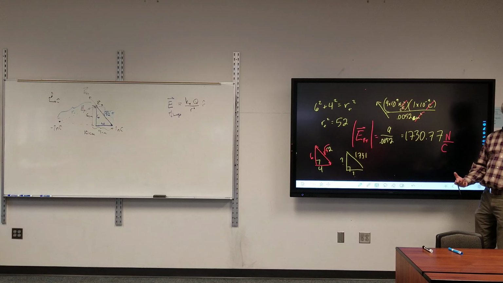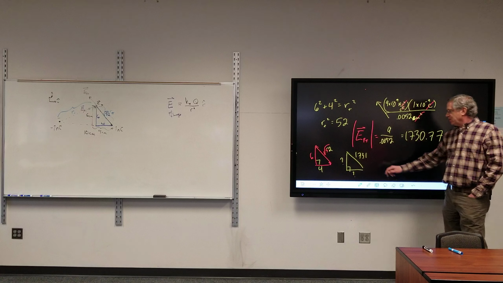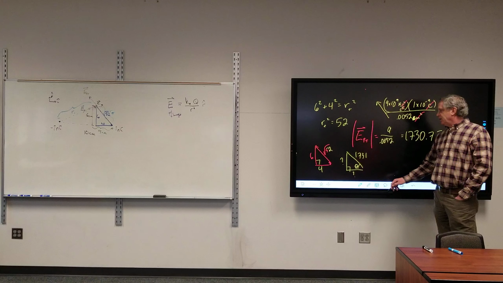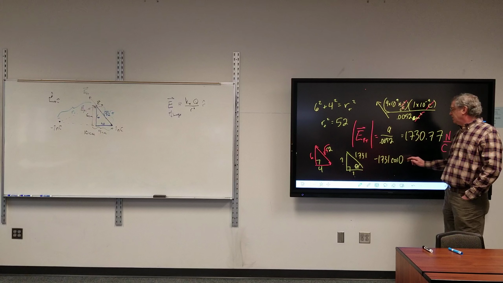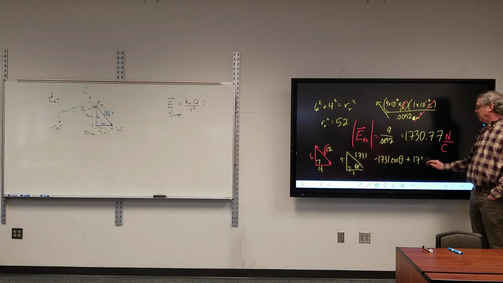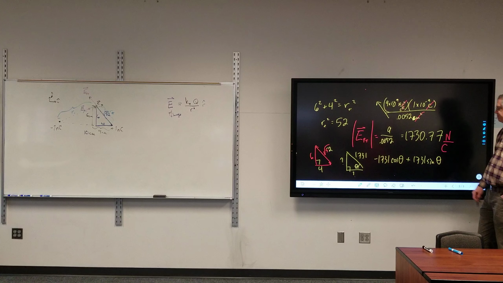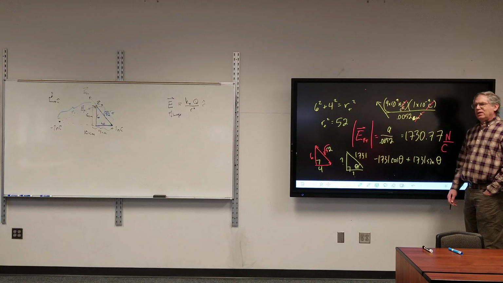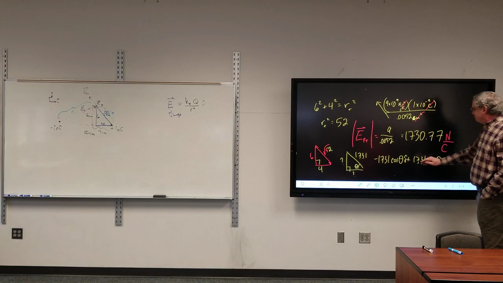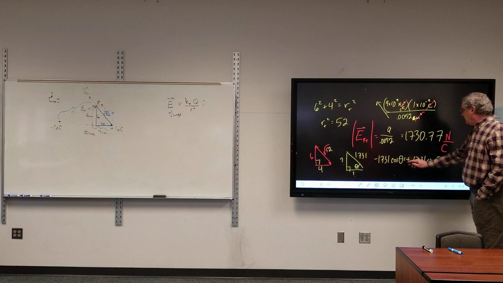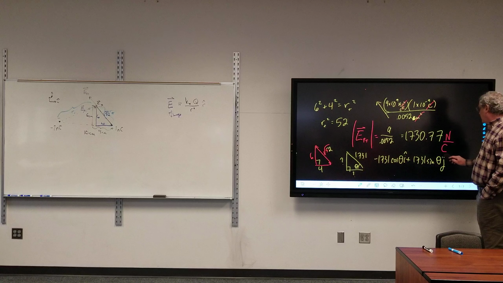You can try to be more sophisticated and bring in some trig terms. Technically, if this angle here is theta, then it's going to be negative 1731 cosine of theta plus 1731 sine of theta. Whoa, there's a mistake here. What is the mistake? You didn't put the unit vectors? Exactly. I had I hat, J hat. All right.